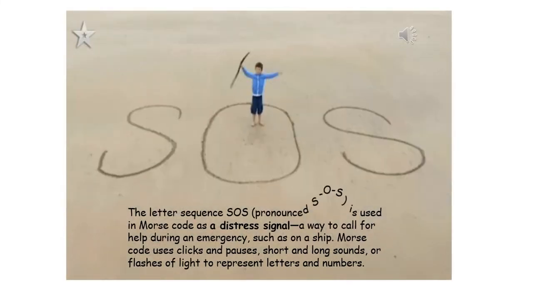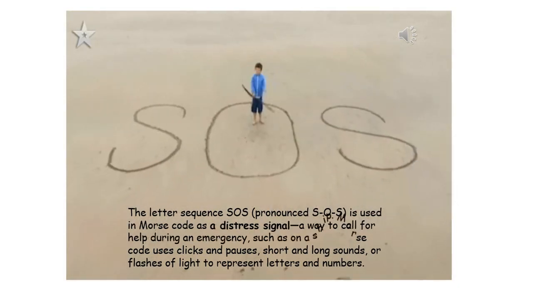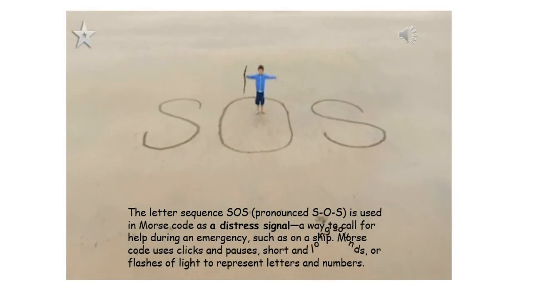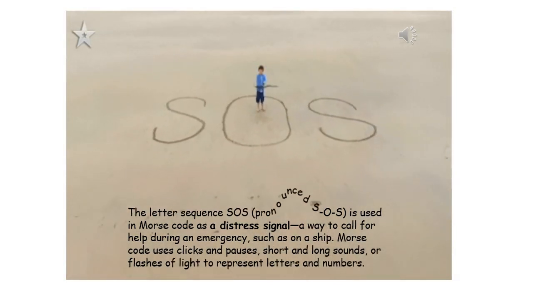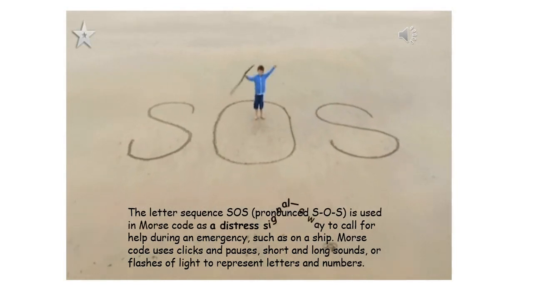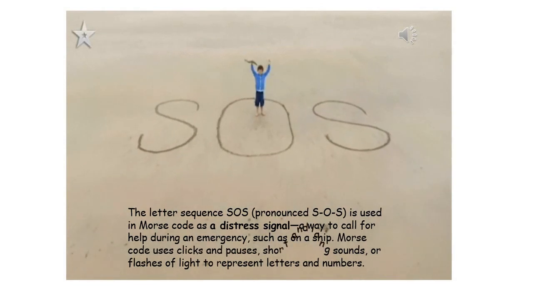The letter sequence SOS is used in Morse code as a distress signal, a way to call for help during an emergency, such as on a ship. Morse code uses clicks and pauses, short and long sounds, or flashes of light to represent letters and numbers.